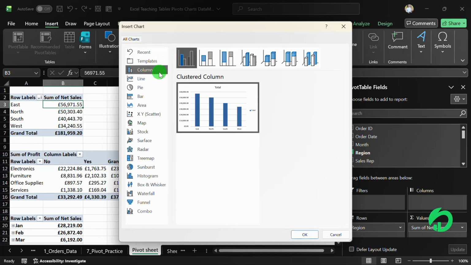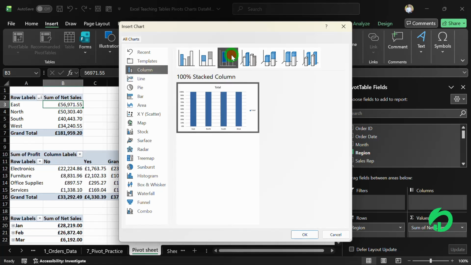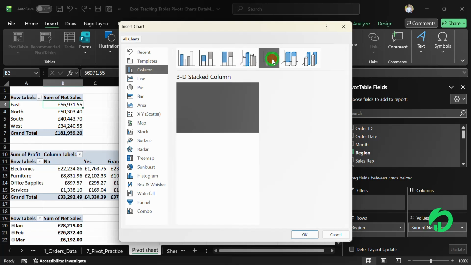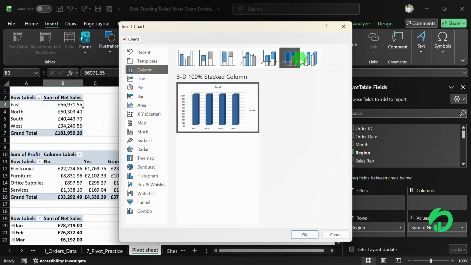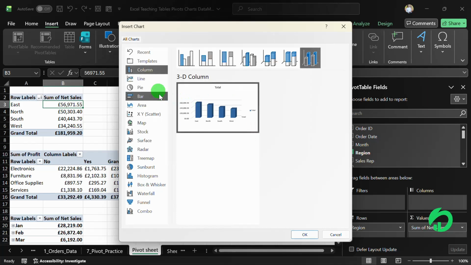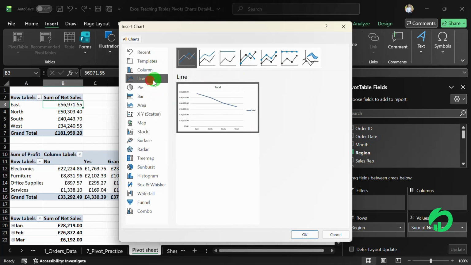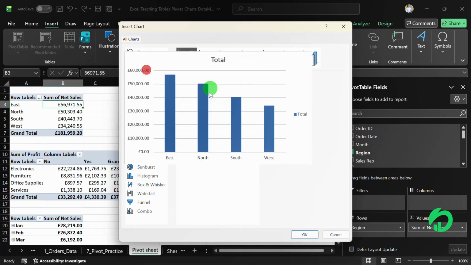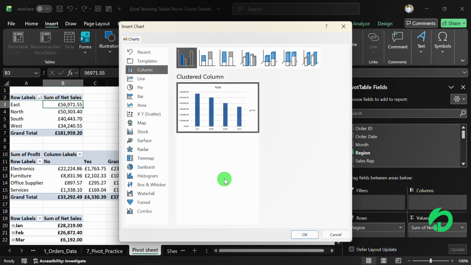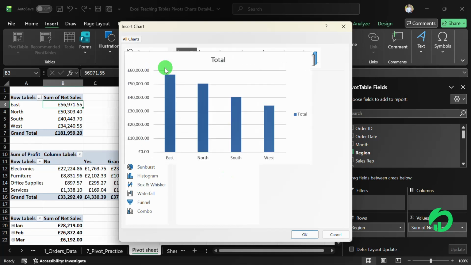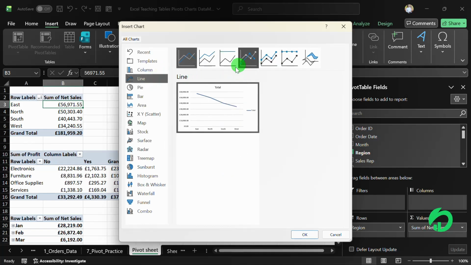We have something we call our column chart. Under our column, we have clustered, stacked, 100% stacked, our 3D, 3D stacked, 100% 3D, and 3D columns. After this, we have our line. For our column chart, we use it most times when we are trying to see the difference between something. For the line chart, we use it majorly when we are trying to do our trend analysis.